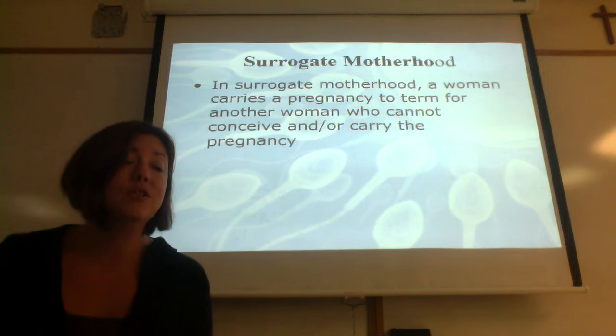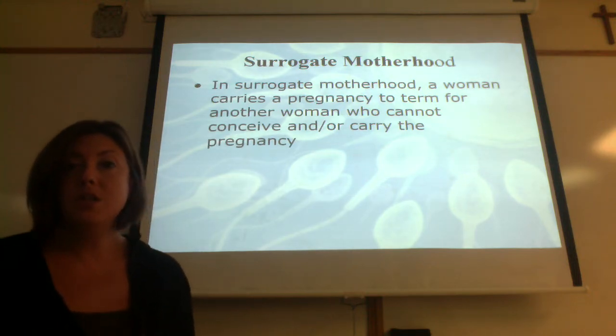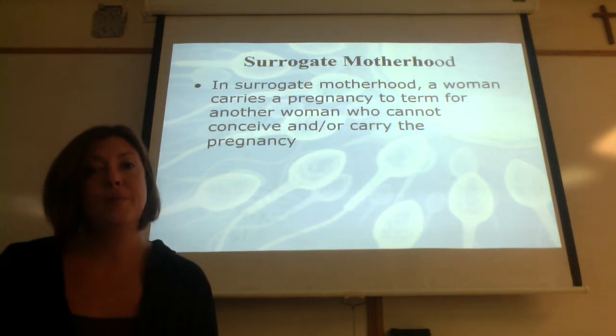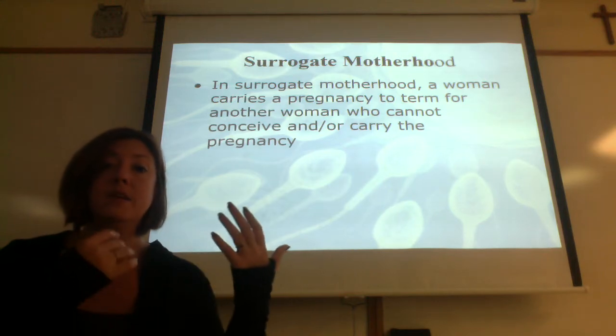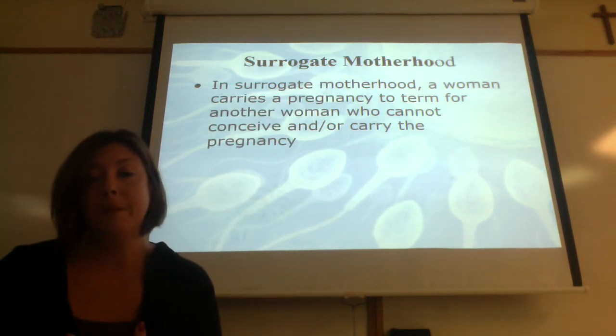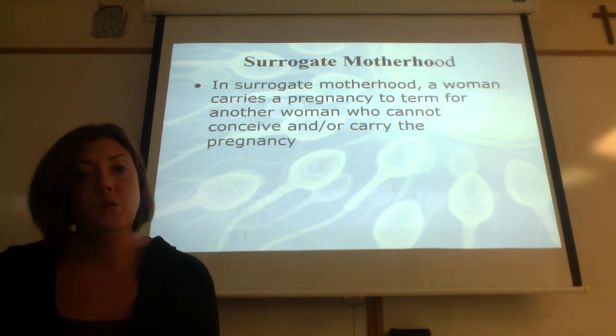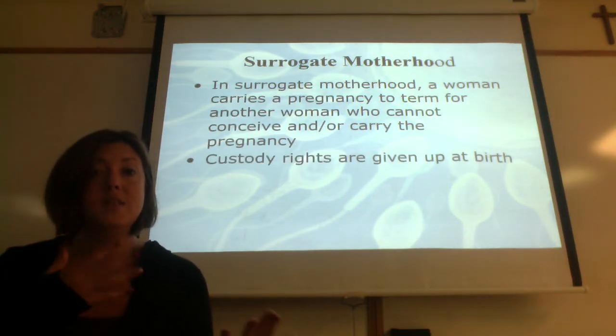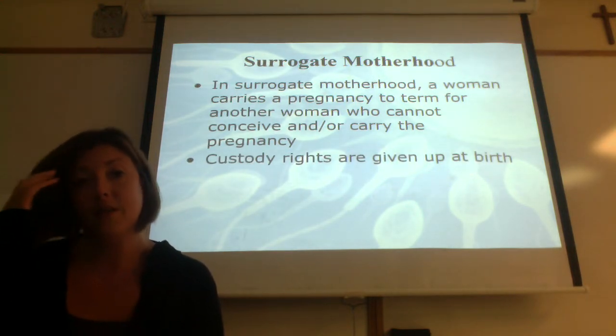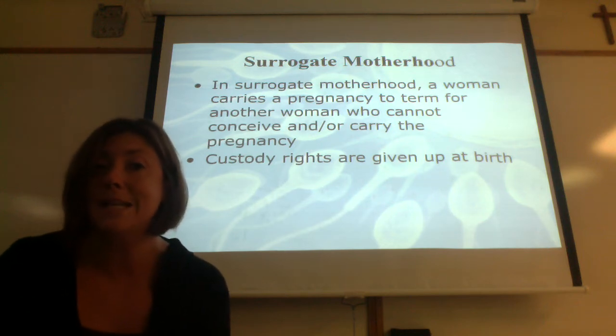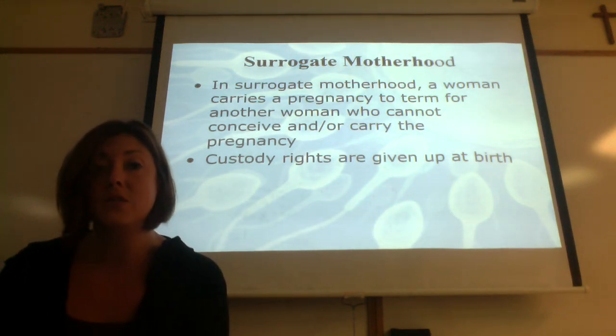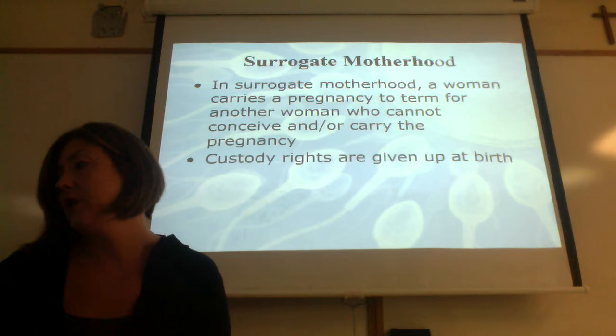Additionally, if a woman has a uterus that is unhospitable, she can choose to have a surrogate mother carry her pregnancy. So basically another woman is going to carry the baby to term for the woman who wants to actually be the mother. The custody rights are going to be given up at birth. And again, this is a very tricky thing because until that document is signed, legally that child is actually the offspring of the surrogate mother.